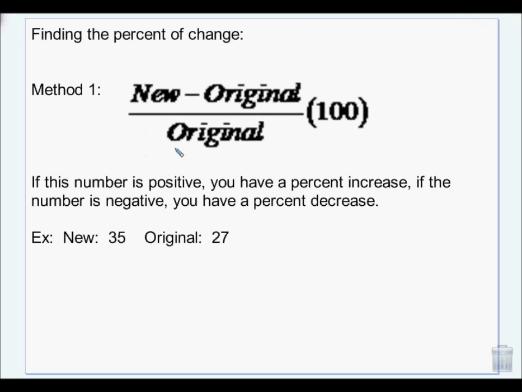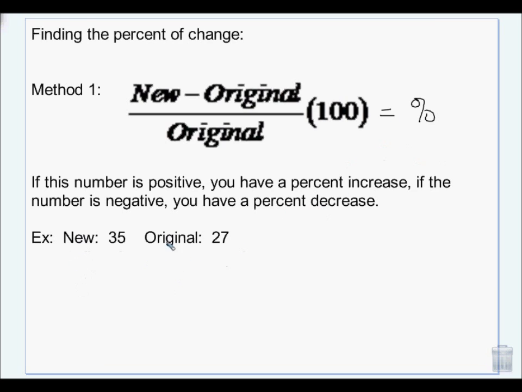Okay, finding the percent of change. If you do the new number minus the original number, you divide that by the original number and you multiply it by 100, you get the percent. If the new was larger than the original, this will be positive, so that's a percent increase. If the new was smaller than the original, this will be negative, so that was a percent decrease. Now you don't leave the negative in there.